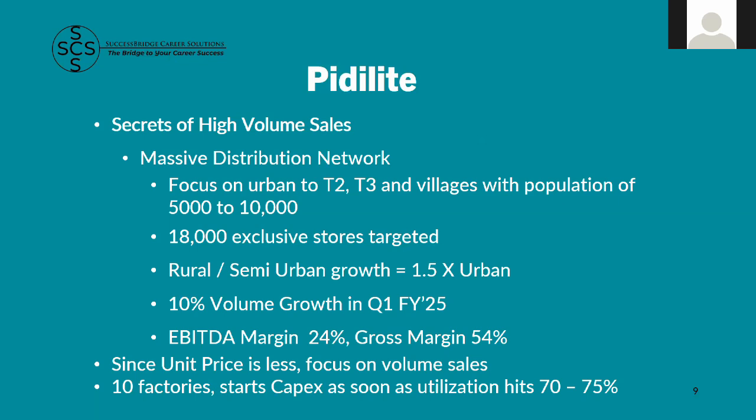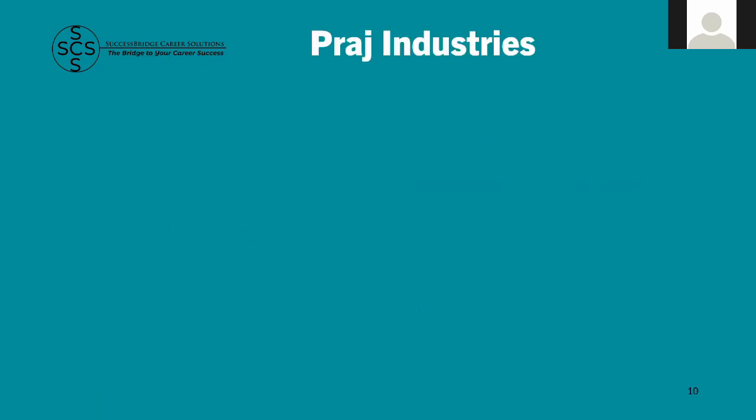So you see how Asian Paints and Pidilite represent companies which depend on volume growth. And one of the most important aspects of their volume growth is the strong distribution network.